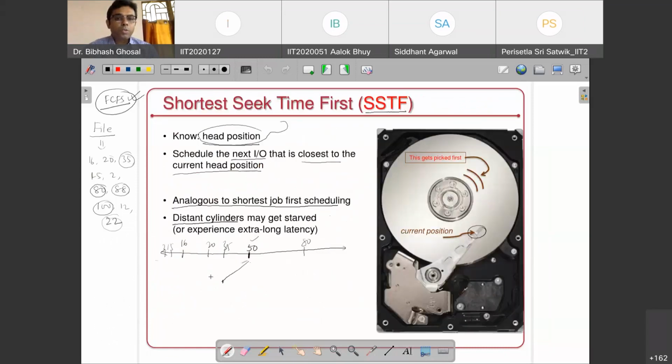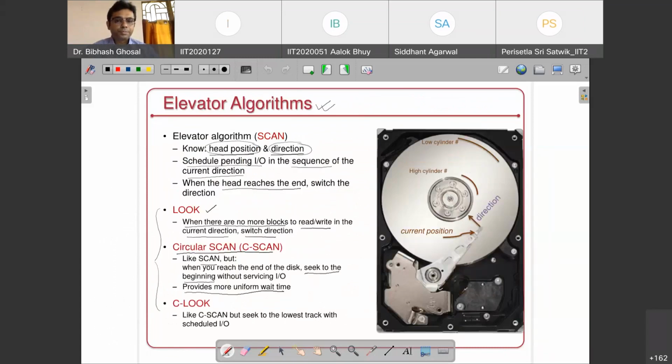We know what look is. Look says when there are no more blocks to read or write in the current direction, you switch direction. But here it's circular look. Previously it was circular scan. It was scanning and then you go back to the beginning. It's the look algorithm with a circular effect in that. What was look doing?